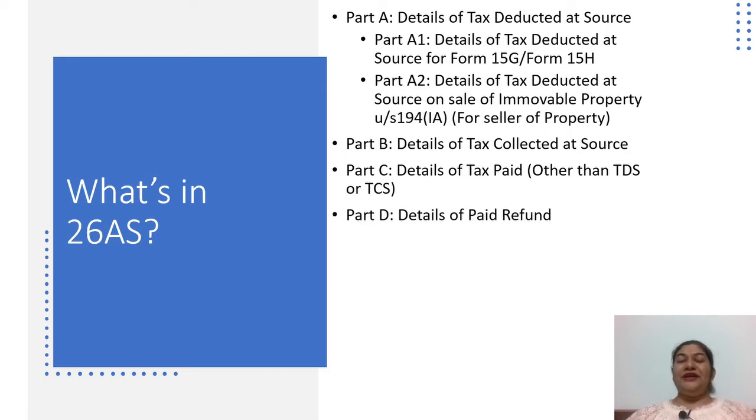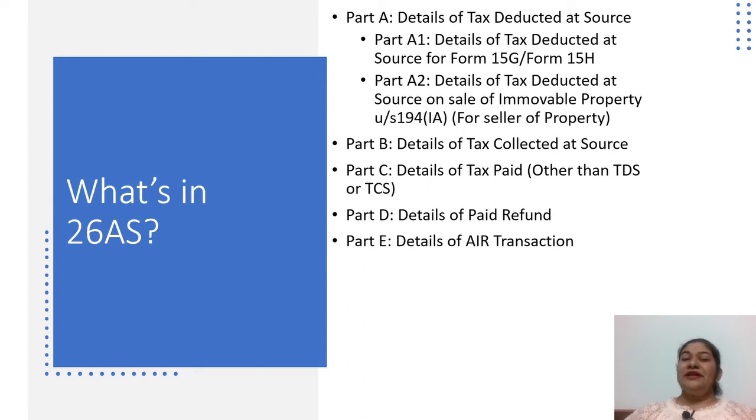Part D, details of paid refunds from the income tax. Here in this section, you will get the details of what all refunds you received during the given year, along with the interest amount, if any, that was paid to you.